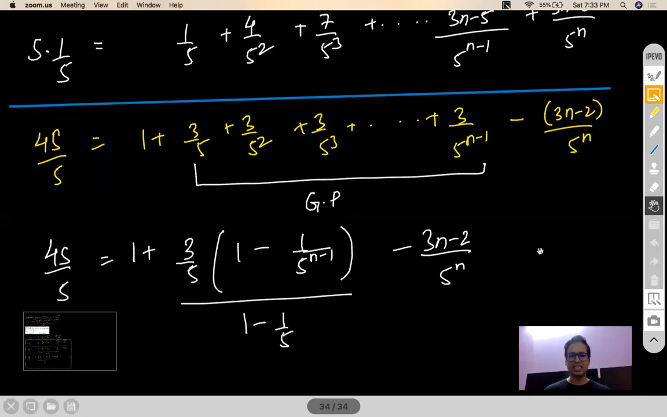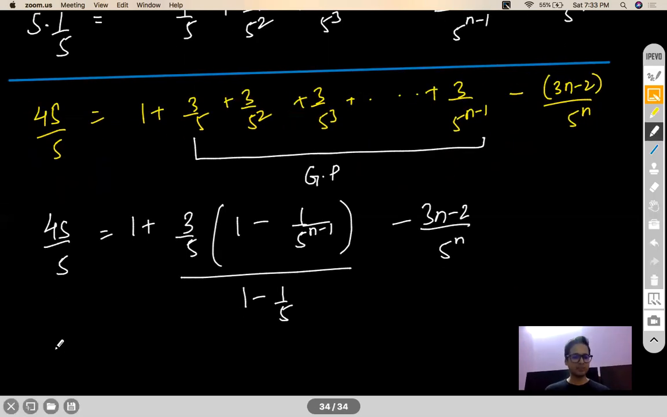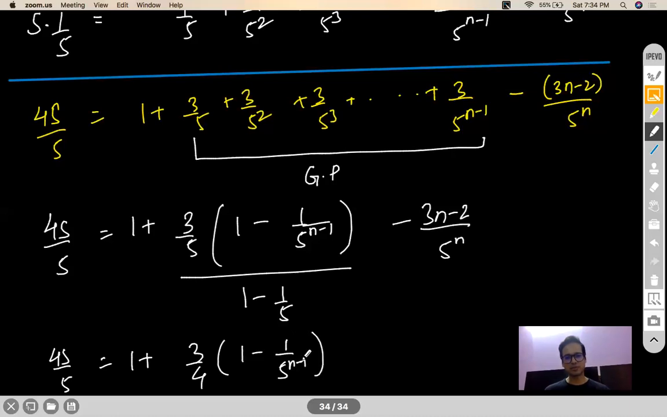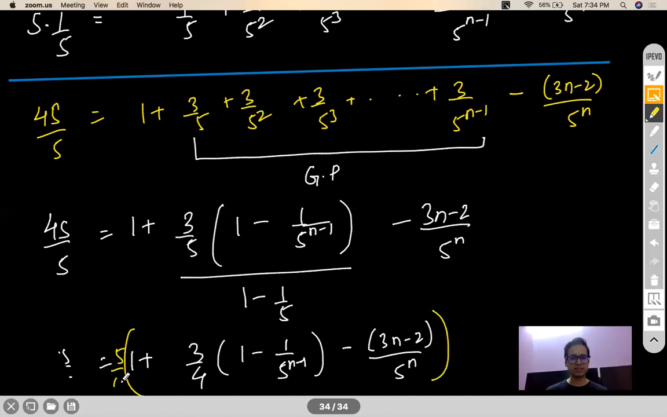Now, dear all, I would leave up to you to simplify this to a certain extent. I will not do everything. I think this will be 3 by 4. Just multiply throughout with 5 by 4, and your job is done. This is your sum till n terms.